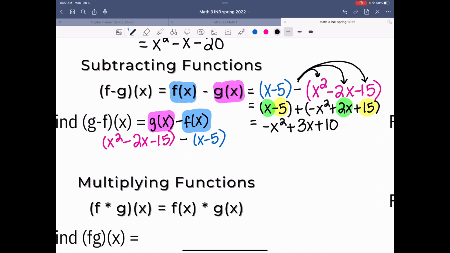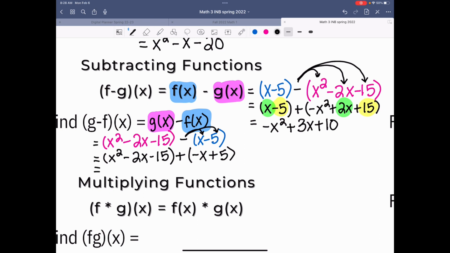Now, we're going to do the same thing where we want to distribute that negative and make it addition. The only difference is this time we're doing it with a completely different function because we are actually subtracting f of x. So if I distribute that, that's going to become addition, and that's going to be negative x plus 5.